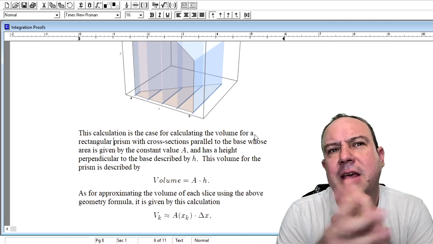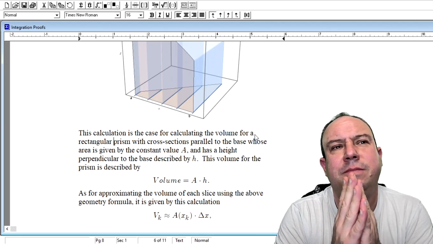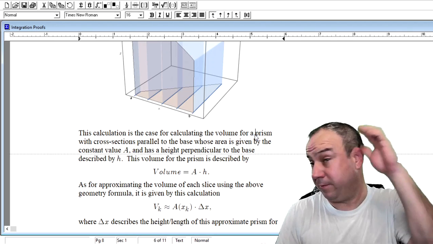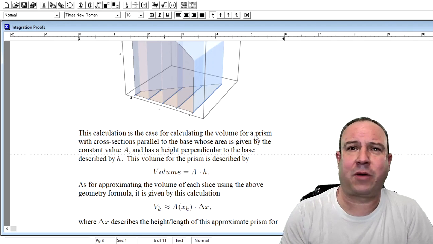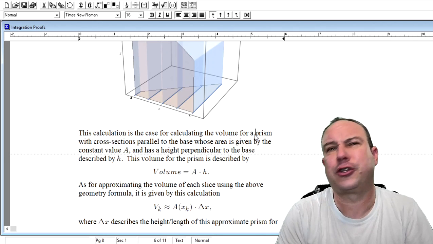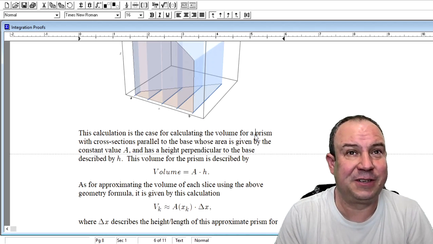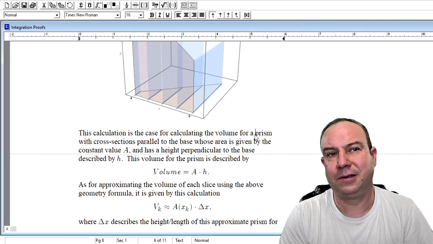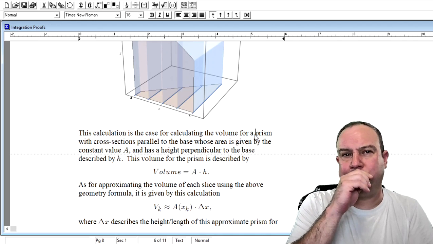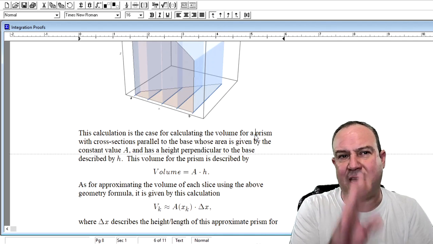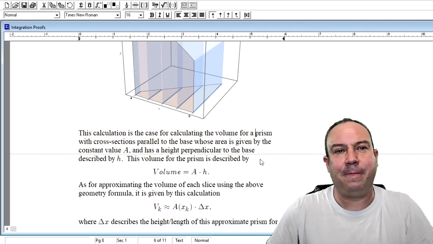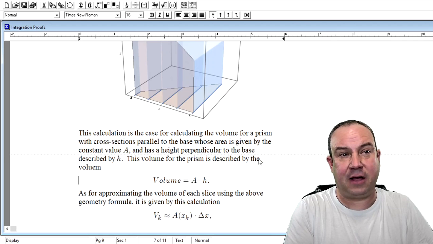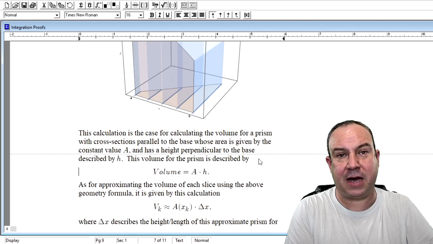Back up. It's not always a rectangular prism. For the disc and washer methods, those aren't rectangular prisms. Those are circular prisms, cylinders, right? Or in the case of a washer, a cylinder minus an interior cylinder, right? So let's make sure that's prism, but the volume for this prism is described by the volume formula here.